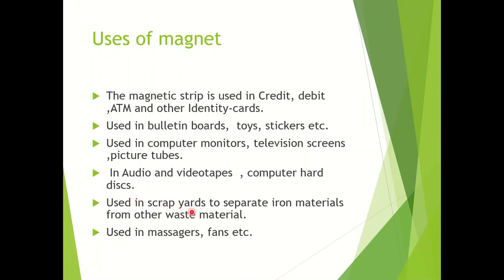Magnets are used in scrap yards to separate the iron materials from the other waste materials. Cranes have magnets attached, and when these cranes are kept over the iron and other materials, the magnets separate the iron materials from other waste material. These are also used in massagers and fans, etc.